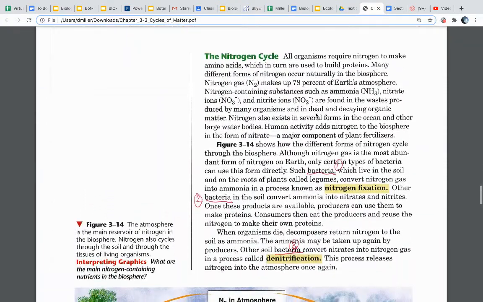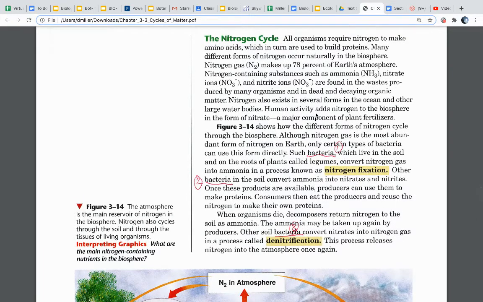The nitrogen cycle. All organisms require nitrogen to make amino acids, which in turn are used to build proteins. Many different forms of nitrogen occur naturally in the biosphere. Nitrogen gas, or N2, makes up 78% of Earth's atmosphere. Nitrogen-containing substances such as ammonia, or NH3, nitrate ions, NO3, and nitrite ions, NO2, are found in the wastes produced by many organisms, and in dead and decaying matter.